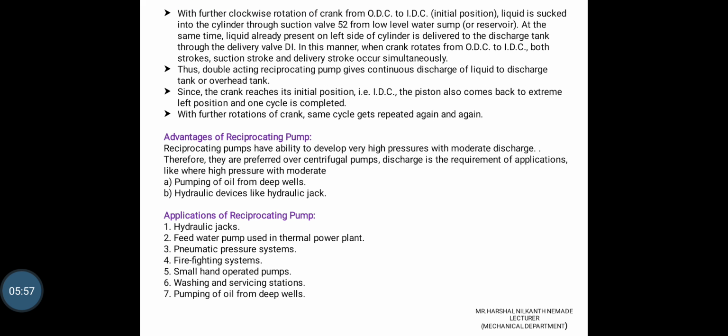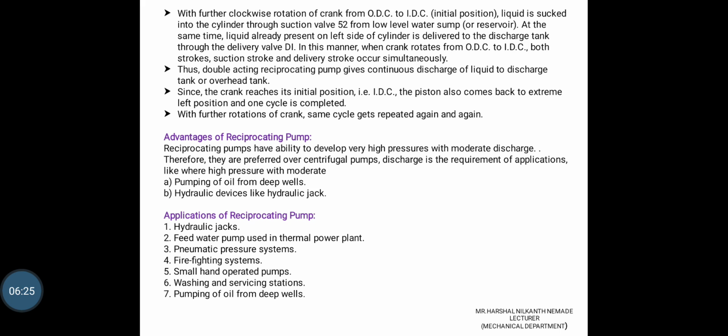With the further rotation of the crank from ODC to IDC, the liquid is sucked into the cylinder through the suction valve from the lower level water sump. At the same time, the liquid already present on the left hand side of the cylinder is delivered through the delivery valve D1. In this manner, when the crank rotates from ODC to IDC, both strokes occur.